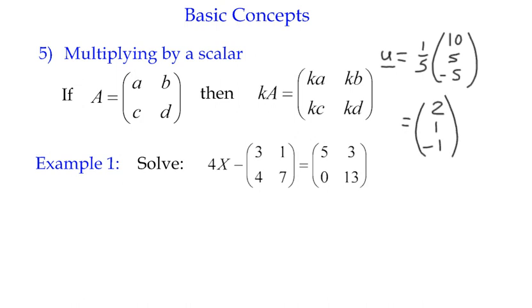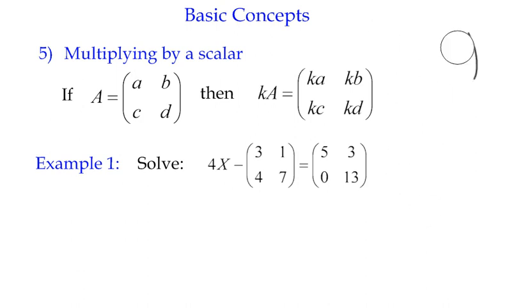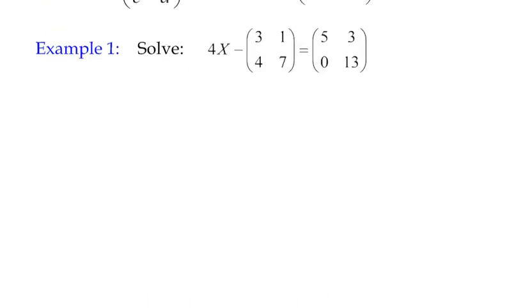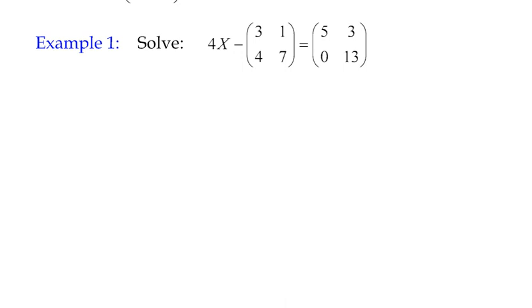So you probably already get the idea that if you're multiplying a vector quantity, if you're doubling it or halving it, we can just apply that calculation to each individual element, which allows me to actually work out this interesting matrix equation. So we've got a matrix X such that 4x minus some matrix 3, 1, 4, 7 gives us an answer of 5, 3, 0, 13. And we can use our basic vector arithmetic to solve this.